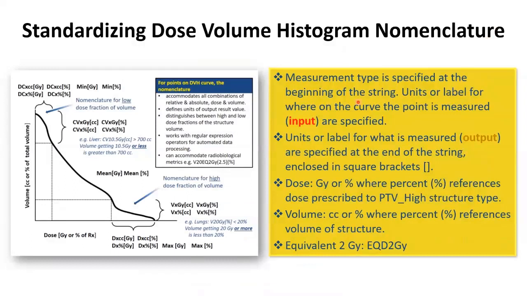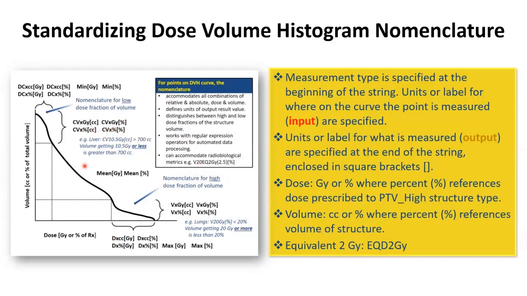So the measurement is specified at the beginning of the string. As we said in the beginning, this is the input and this is the output. Units on the label, which are measured in the output, are in between brackets. Dose is either in gray or percentage, where these reference the dose prescribed to the PTV. High structure types: volume is either in CC or percentage, and it also applies to the volume of the structure. You can also use the equivalent: if I'm using, let's say, 2 gray per fraction, or maybe 2.5 gray per fraction, or 5 gray per fraction, this depends on you. So you can use this also, V20, EQD2 gray, and so on.